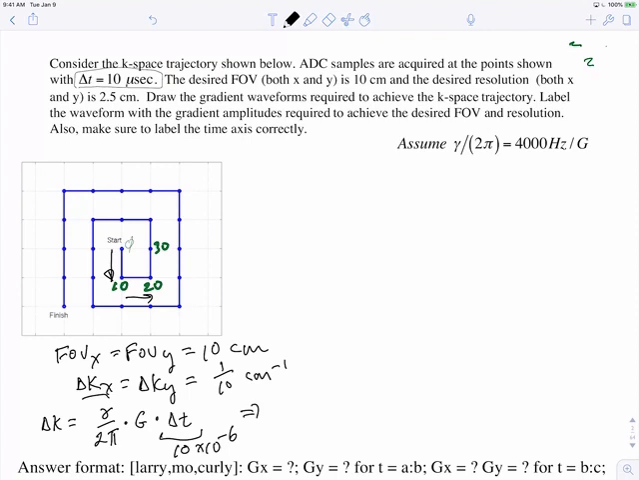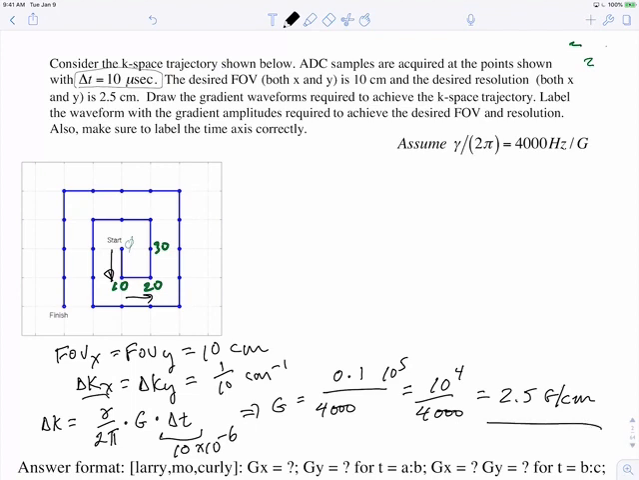So then we can just solve for g equals, or let's see, this was 0.1. You're given gamma over 2 pi is 4,000, so it's going to make the math easy. Okay? And then taking the delta t to the other side, what is that going to be? 10 to the 5th, is that right? Okay? This is going to be equal to 10 to the 4th over 4,000, right? Which I think equals 2.5 Gauss per centimeter. All right, so that's the only math you have to do for this problem. Everything else is just looking at it and drawing it out, which we'll draw out now.